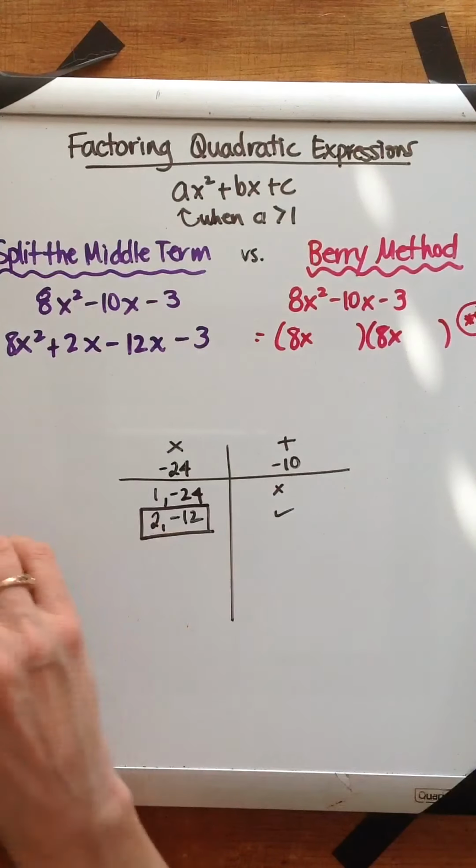In split the middle term, what I would do next is I would look at factoring by grouping. So for each pair, I need to take out a GCF. The GCF for the first pair numerically would be a 2 and literally would be an x. I would then have to multiply 2x by 4x plus 1 in order to get 8x squared plus 2x back.